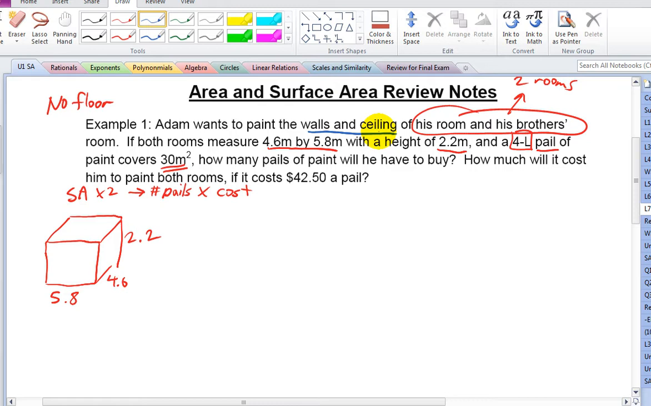Okay, so find the surface area needed. Go. Find the surface area of one room, times it by 2.